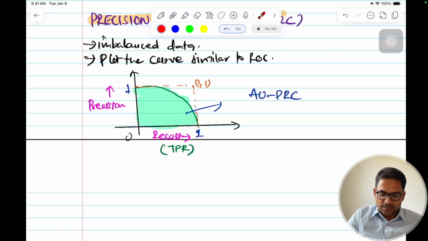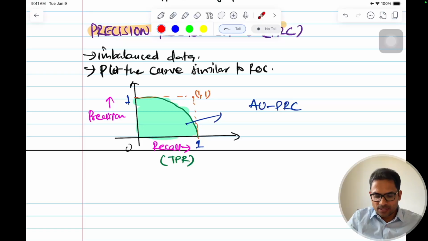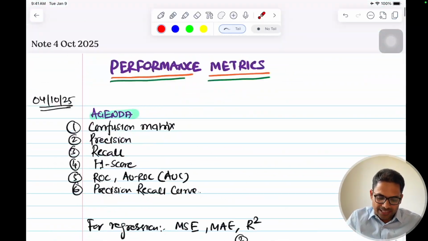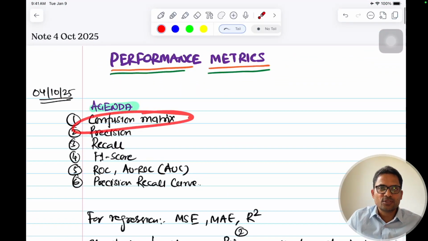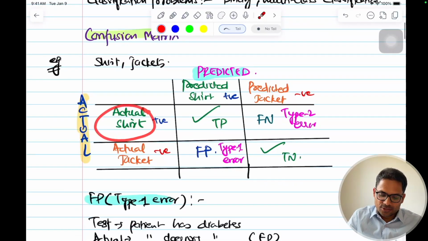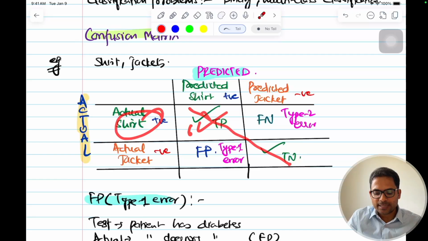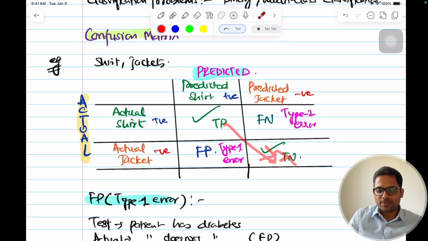Okay. So if this is clear, let's do a quick revision. We did a lot of things. So what all things we covered? We understood what is the confusion matrix using this shirt and jacket example. So anything which is around this, that is fine. That what was the shirt was predicted as shirt, and what is not shirt, or a jacket which is not shirt, is predicted as not shirt.